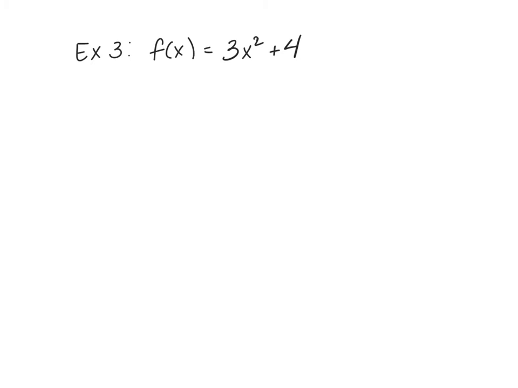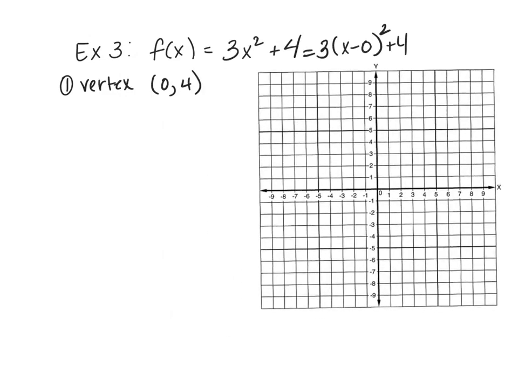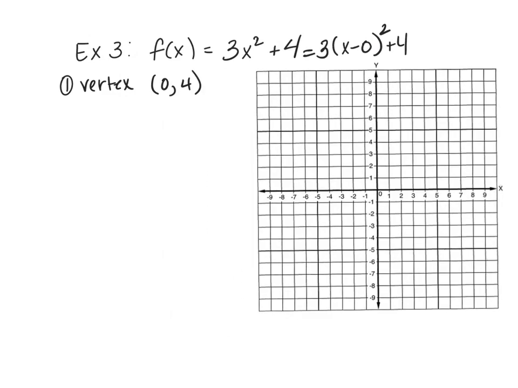Now our next example is f of x equals 3x squared plus 4. So again, we're going to find the vertex. And in this case, this is just a vertical translation up 4. So that vertex is at (0, 4). There is no number inside the parentheses, so you could actually see it as x minus 0 plus 4. And we're going to put that on our graph. (0, positive 4).